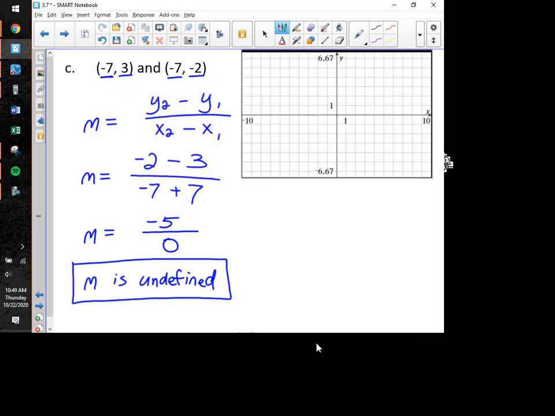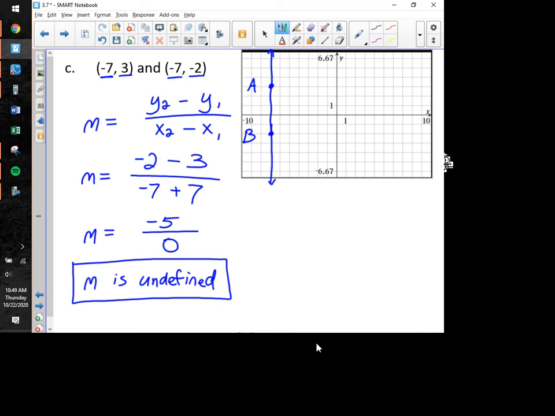You might already know what's happening here. Our first point was -7, +3. So -7, +3 would be right over here. I'll call that point A. The next point was -7, -2. This will be point B. Now, these are 2 distinct points. There is one and only one line that connects those 2. But we're saying that the slope of that line is undefined.